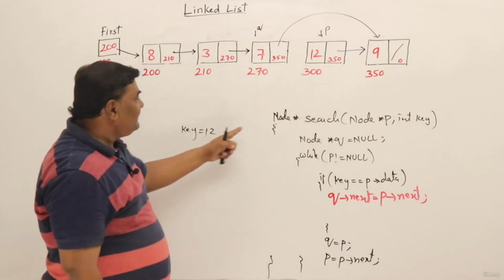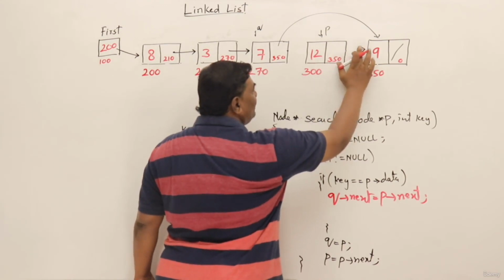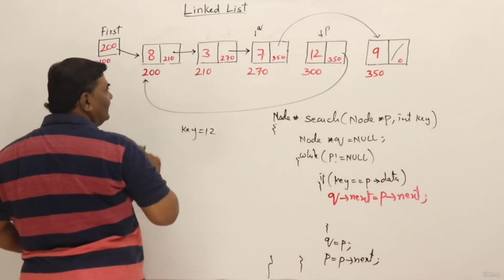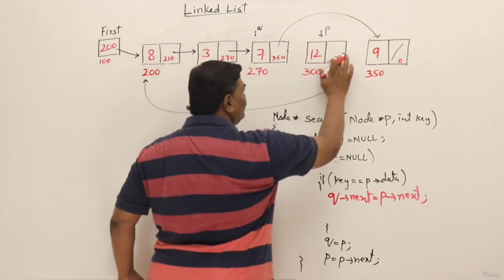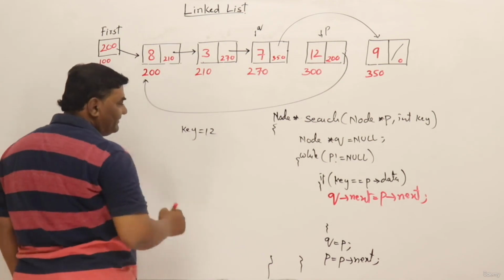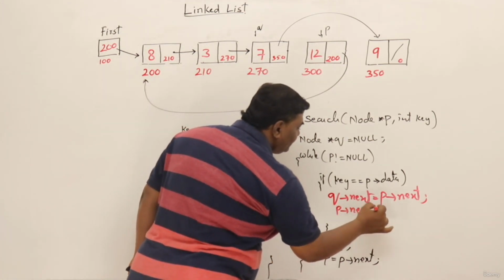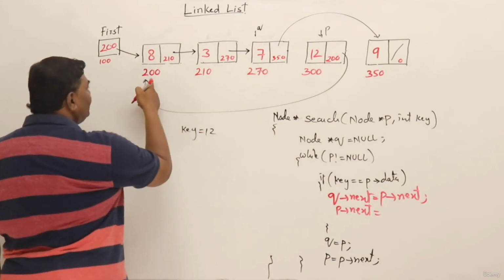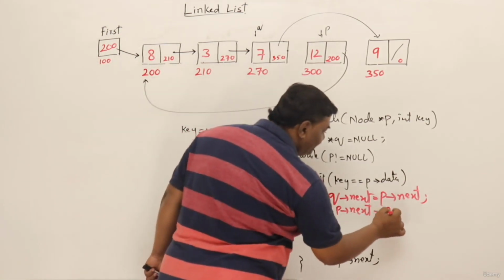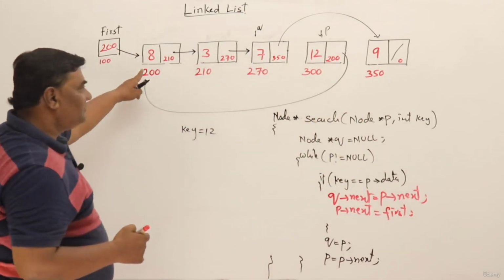Now this should be made as a first node. Then make it point on the first node. So write the address here as 200. So P's next should be 200, this one. So who is having this address? First. So P's next is first. So this node will be pointing on the first node.